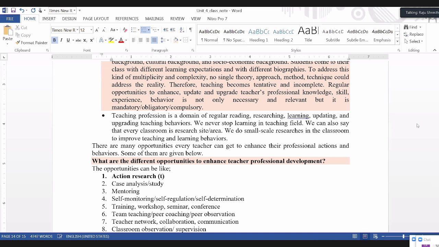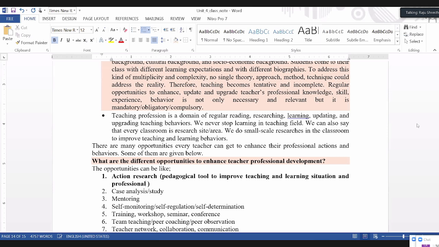One is a pedagogical tool to improve the teaching and learning situation. Another is a professional development tool. So from two perspectives we can see this action research.